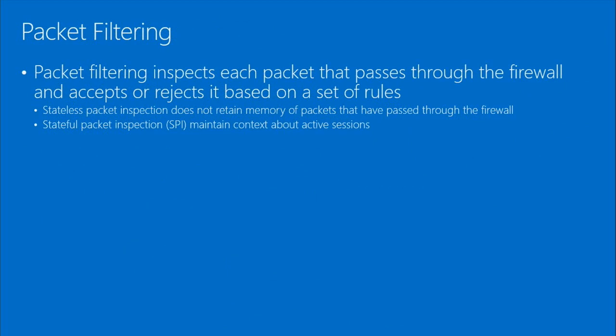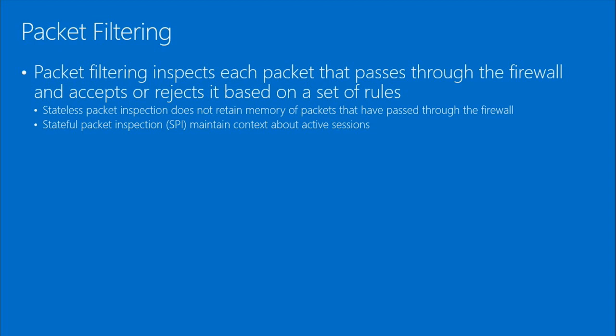Okay, so firewalls and security zones. One method of creating a firewall or filtering out this content is packet filtering. Packet filtering inspects each packet that passes through the firewall and accepts or rejects it based on a certain set of rules. This system has two different methods, one stateless and one stateful. Stateless packet inspection does not retain memory of the packets that have passed through the firewall. Stateful packet inspection maintains context about active sessions.